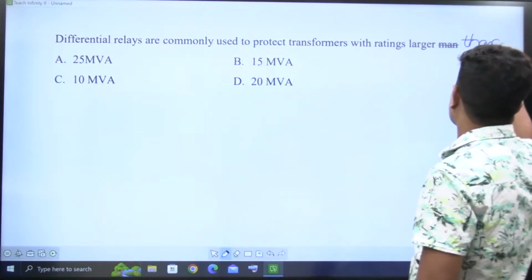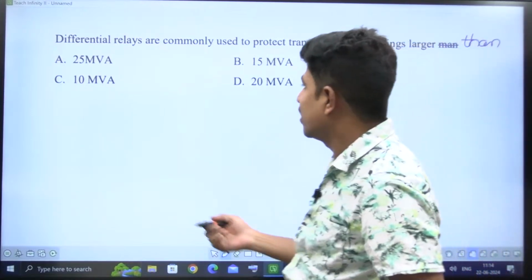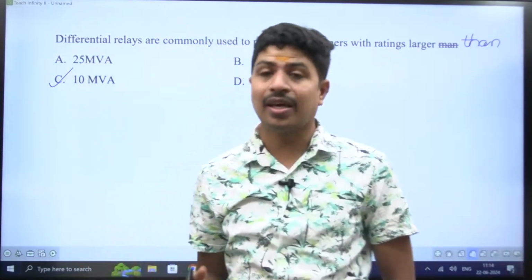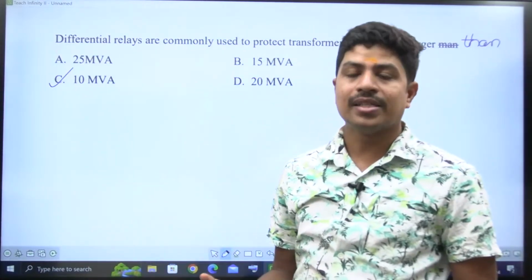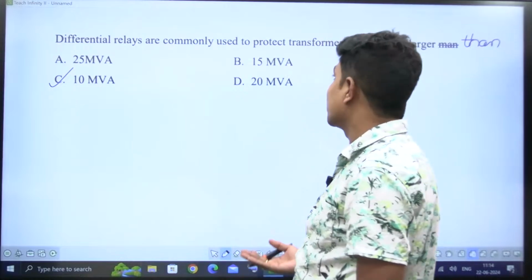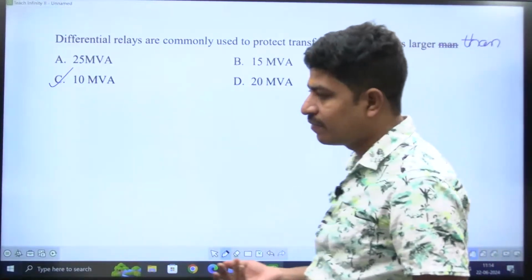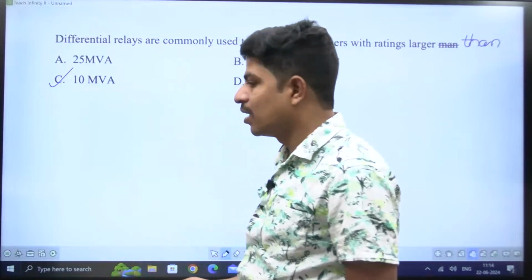Differential relays are commonly used to protect transformers with a rating larger than, yes, larger than how much is it? It is 10 MVA. Any rating larger than 10 MVA, they are using. Now the question is, differential relays are commonly used to protect transformers with a rating larger than 10 MVA. If the rating is more than 10 MVA, yes.